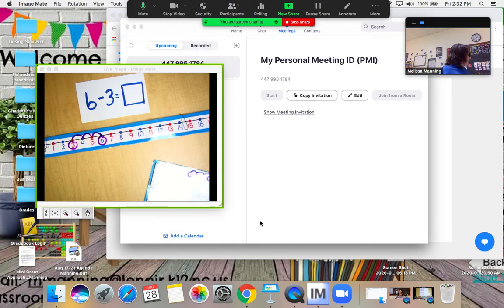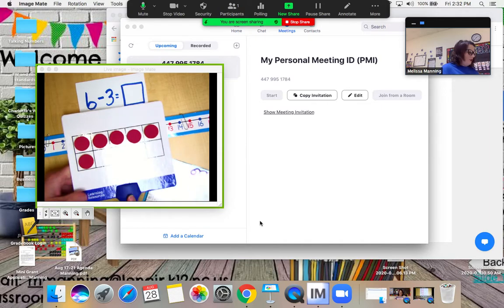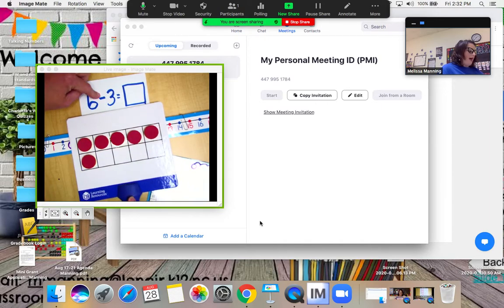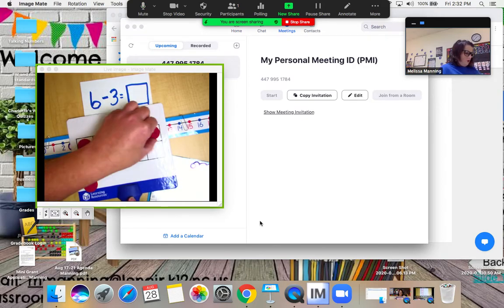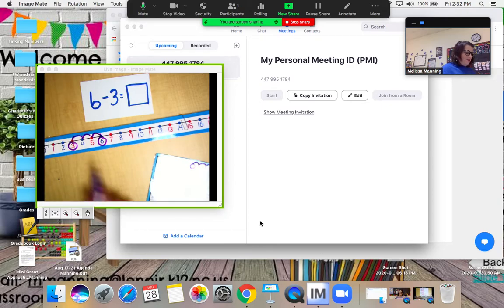And where did we get? 3. Let's check our thinking with our 10 frame here. I've got 6, that's our start number, and this time we're not adding chips, we're taking away chips. So 1, 2, 3 that I took away down here, and how many's left? 3. Same thing that we got to here.